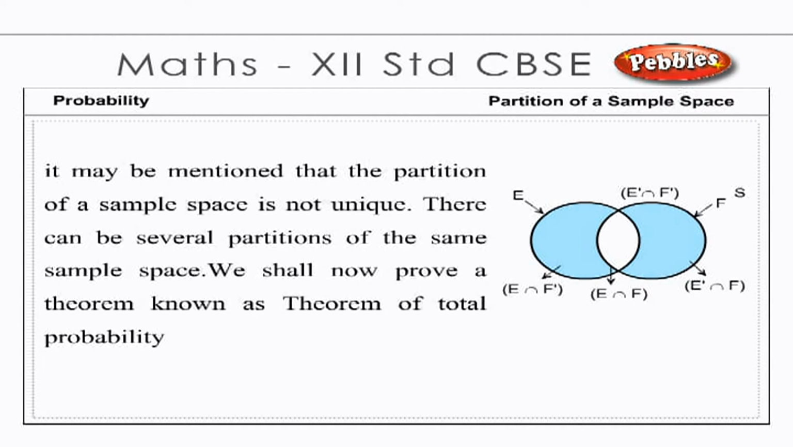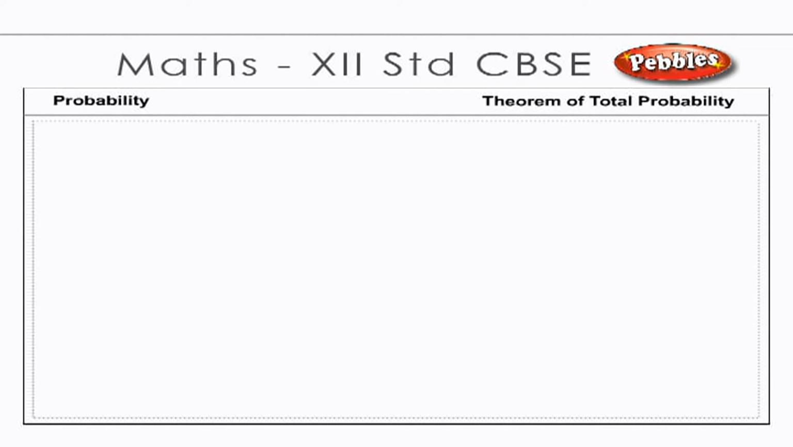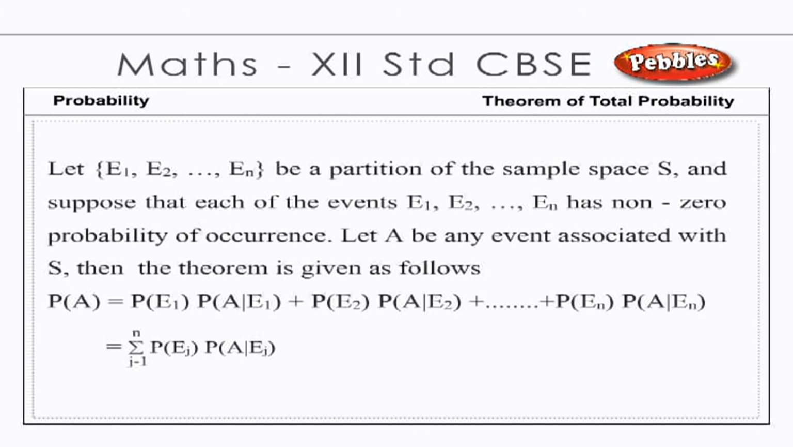We shall now prove a theorem known as the theorem of total probability. Theorem of total probability. Let E1, E2 up to En be a partition of the sample space S, and suppose that each of the events E1, E2 up to En has non-zero probability of occurrence. Let A be any event associated with S. Then the theorem is given as follows. The proof is given on the screen.